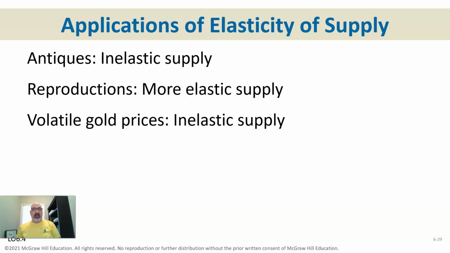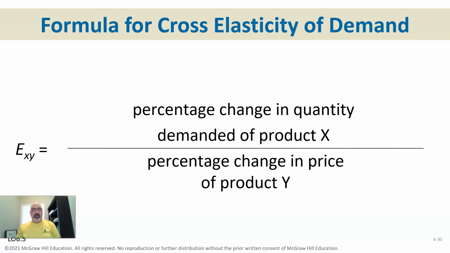Application. So antiques have an inelastic supply. I've actually seen a sign for new antiques, but there are no new antiques. The idea of antiques is they are old. They're 25 years old. So the idea with that is you can't make new antiques. Reproductions have a more elastic supply. You can make new reproductions. You can't make new antiques. Volatile gold prices make an inelastic supply. When gold prices go up, people want gold. When they go down, people don't care about gold. And Bitcoin's going that way.